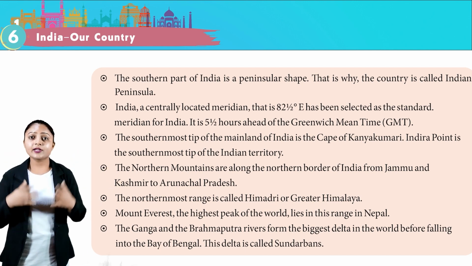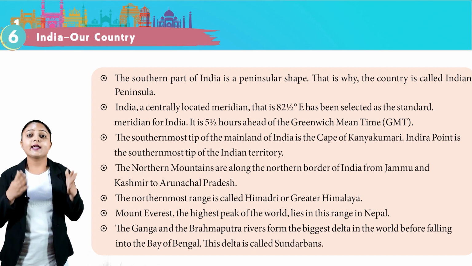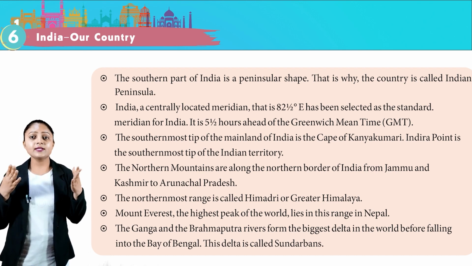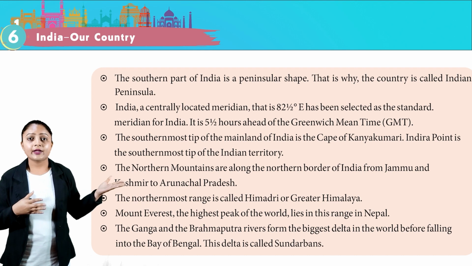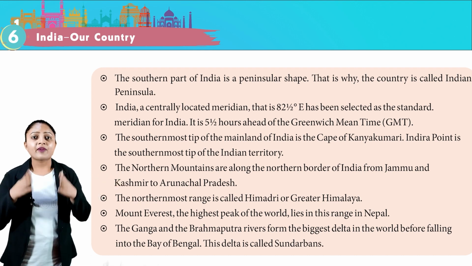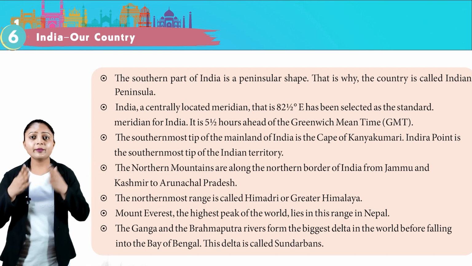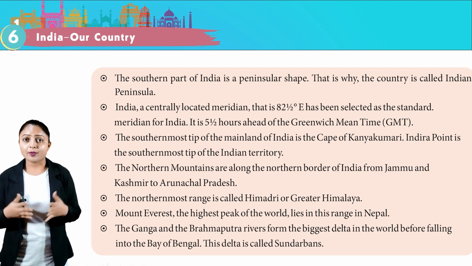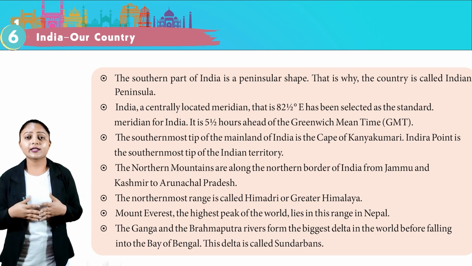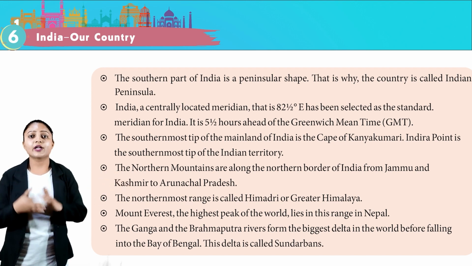A centrally located meridian, that is 82.5 degrees east, has been selected as the standard meridian for India. It is 5.5 hours ahead of Greenwich Mean Time (GMT). The southernmost tip of the mainland of India is the Cape of Kanyakumari. Indira Point is the southernmost tip of the Indian territory.